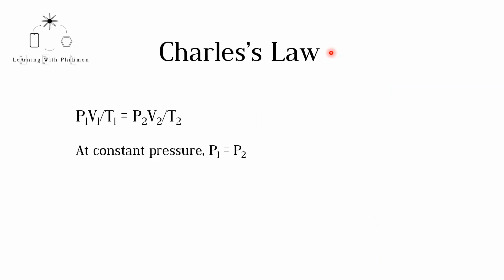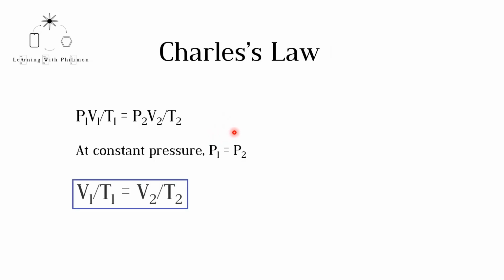In Charles's law, we keep the pressure constant, therefore P1 is equal to P2. This equation is simplified to V1 over T1 is equal to V2 over T2. Another way to think of Charles's law is to rearrange the PV equals nRT equation to V equals nRT over P. As n, R, and P are constants, we can simplify this to V is proportional to T.